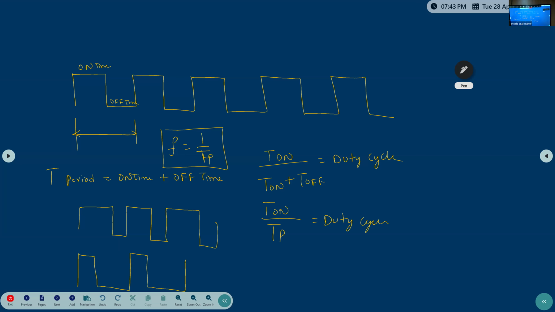50% duty cycle we will get. So those are the kinds of questions they can ask. On the duty cycle, they will give the clock period and the time periods, and they will say calculate the duty cycle, calculate the frequency. This kind of question they will ask. Clear? So these are the parameters.